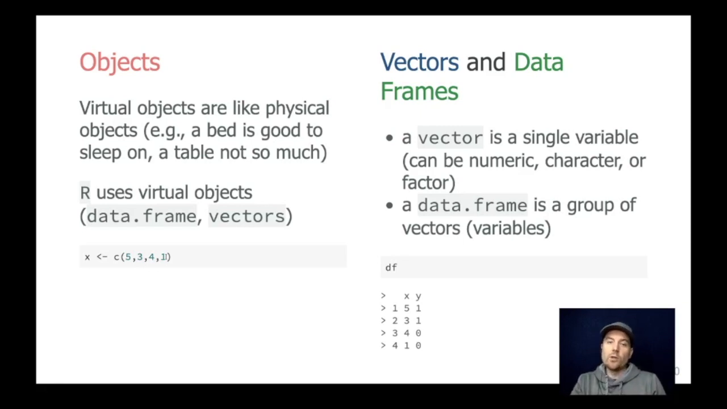When we glue multiple vectors together, we create what's called a data frame. Now quickly, a vector can be a lot of different types. It can be a number, so numeric. It can be a word, which is a character, or a factor, which is predefined categories, which can be really useful for some of the analyses we'll do in the class. The data frame is just a group of vectors.